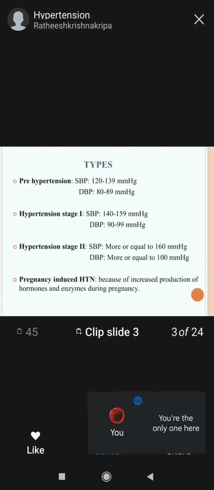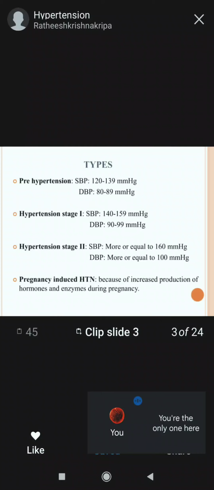more than 139. The systolic blood pressure range is 140 to 159 mm Hg, and the diastolic blood pressure range is 90 to 99 mm Hg. So the second stage is systolic more than 160, and diastolic blood pressure more than 100 mm Hg.